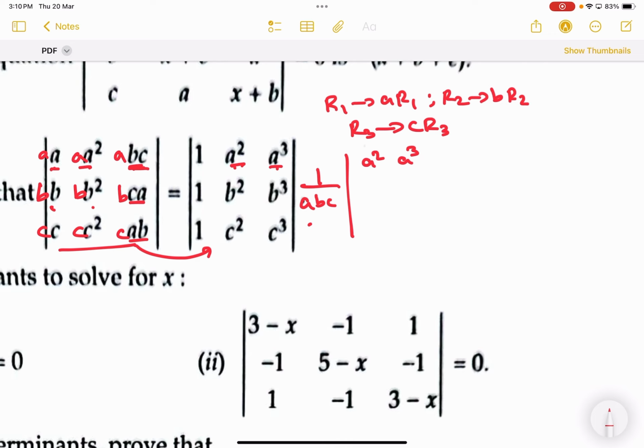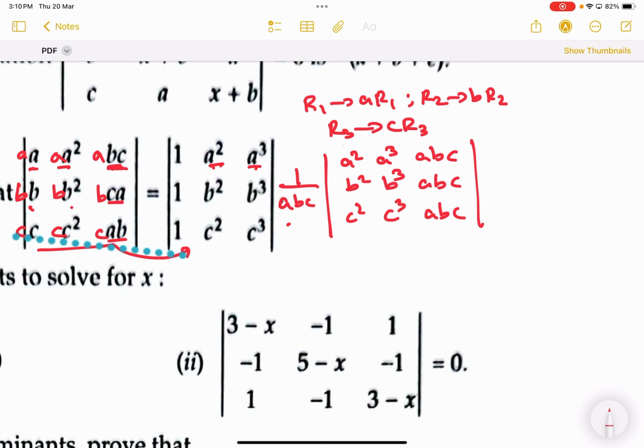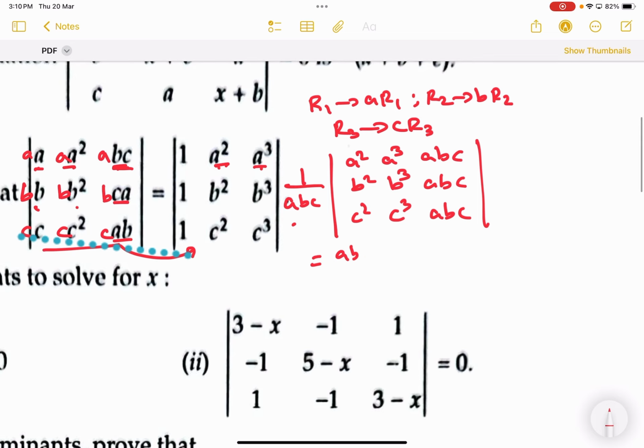Whenever you do multiplication, because that is the rule I have given, when you multiply it by K, you have to divide 1 by K outside. Right? So A cube over ABC, B square, B cube over ABC, C square, C cube over ABC. Now the common you take out, ABC. That means divide and multiply by ABC. That's what the meaning. So it will become ABC by ABC, with A square, A cube, 1, B square, B cube, 1, C square, C cube, 1.